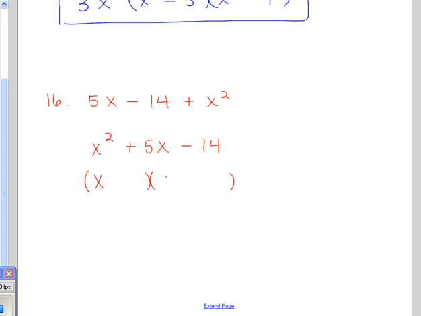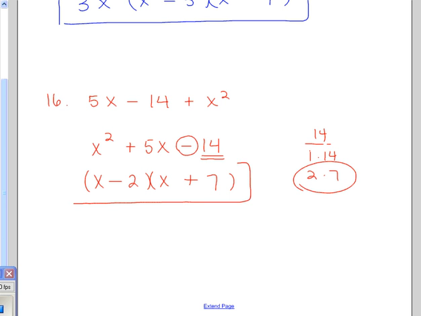So that would be x times x. Look at the last term, the constant, 14. 1 times 14 or 2 times 7. Because it is negative, I want to know what's going to subtract to give me positive 5. 2 and 7. But what's going to subtract to be 5 would be a negative 2 and a positive 7. The higher number takes the middle sign. So my answer would be x minus 2 times x plus 7.